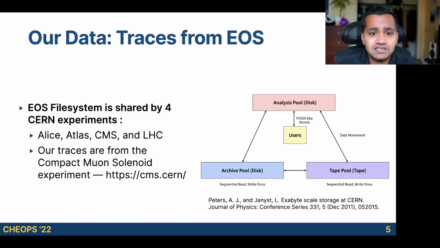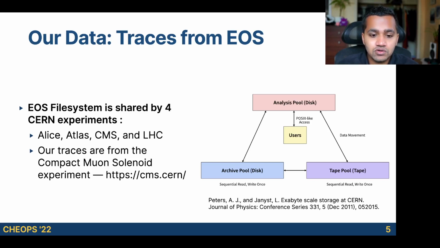The EOS file system at CERN is shared by 4 experiments. Our data comes from the CMS experiment in particular. This is roughly how the file system looks. You have 3 pools of data. Users only interact with the analysis pool in a POSIX-like fashion.